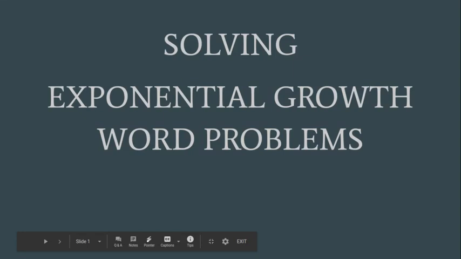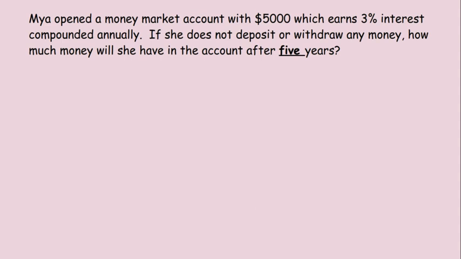I'm going to show you in this video how to solve exponential growth word problems. So the example we'll look at together is: Maya opened a money market account with $5,000, which earns 3% interest compounded annually. If she does not deposit or withdraw any money, how much money will she have in the account after 5 years? So you learned in the last video, or the last lesson, how to set up the equation.